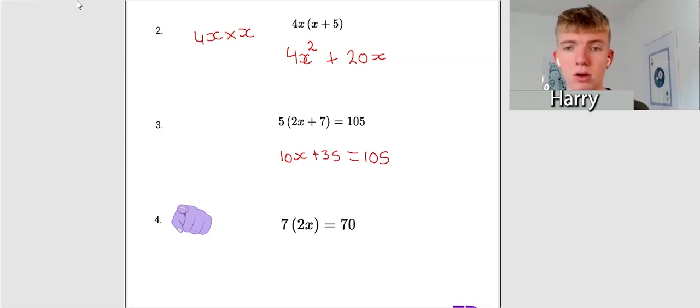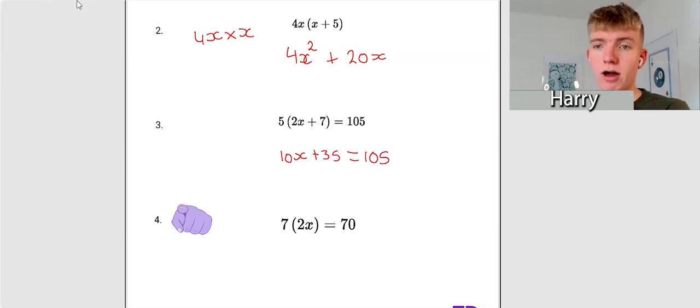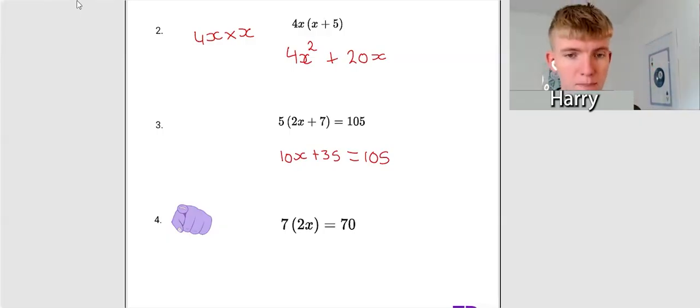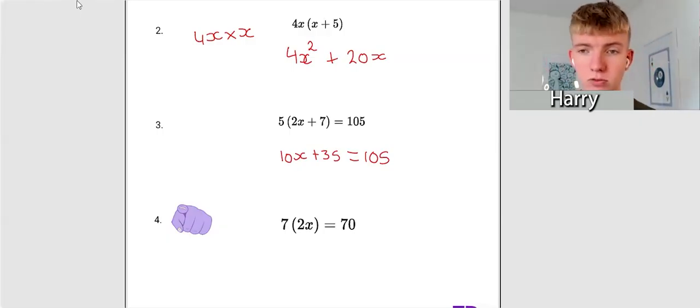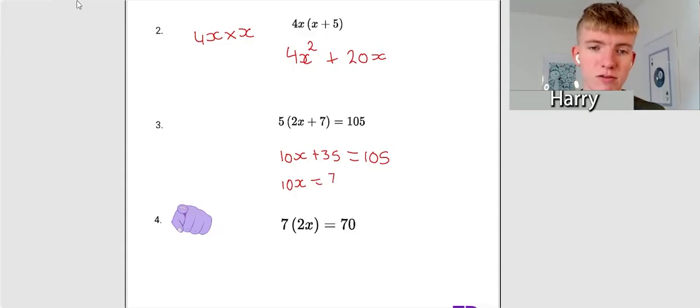So now what we do, again, we're trying to get that x by itself. So we need to get rid of that 35 first and foremost. Get rid of that 35 by subtracting it. We get 10x is equal to 105 minus 35, and that gives us 70. So 10x is equal to 70. And therefore, if we divide by 10 on both sides, we get x is equal to 7.